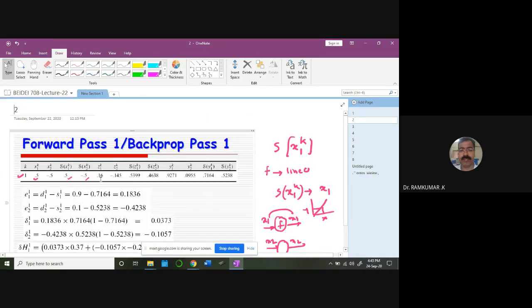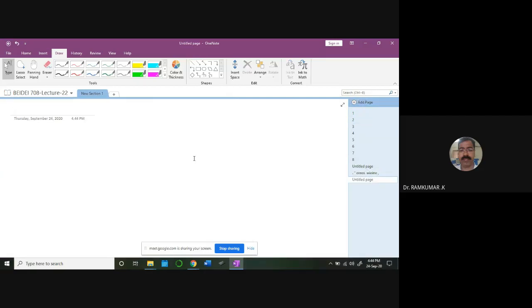Okay, 0.16. Now you do it for the second neuron in the hidden layer, in the same manner. Is it clear? The second neuron is going to receive the same two inputs. The second neuron is here. I'm going to connect it here. And there is no bias. Okay, this is the second neuron.